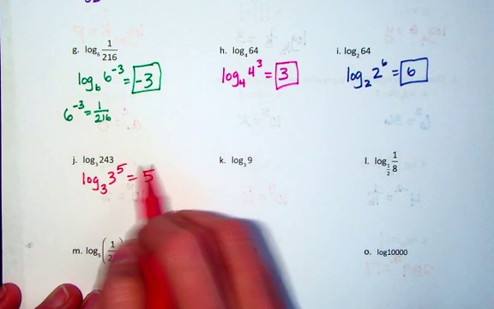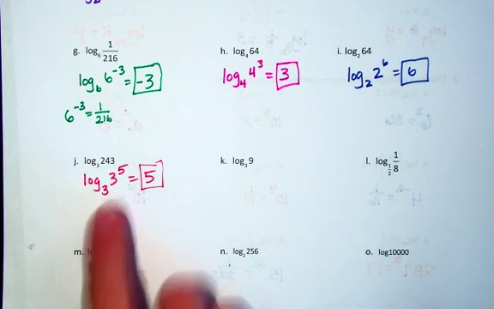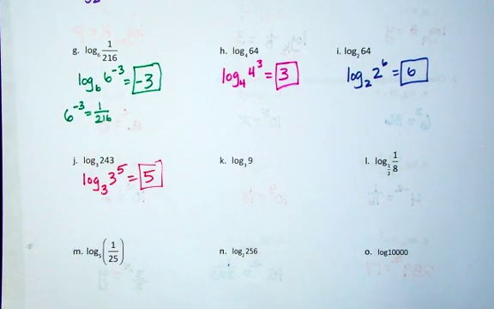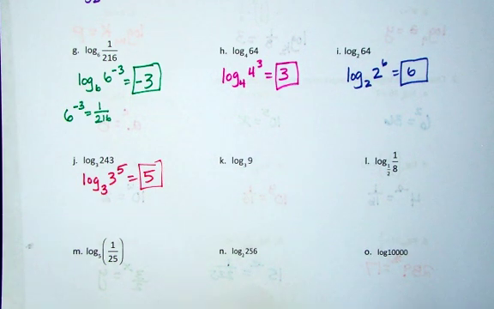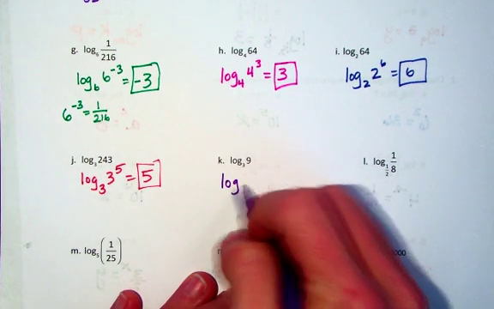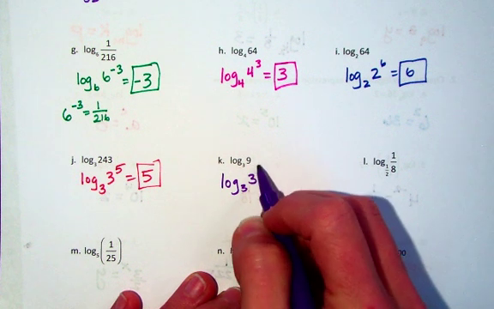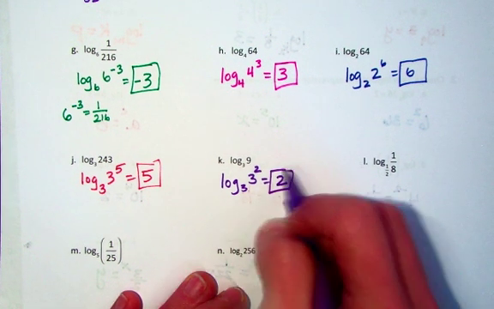Do you guys see how much simpler it is than always having to change forms? You can certainly change the form, but if you can find a way to rewrite it, you save so much time. Like this one, oh my gosh, so much easier this way, right? So for this one, log base 3 of 3 squared, so that equals 2.